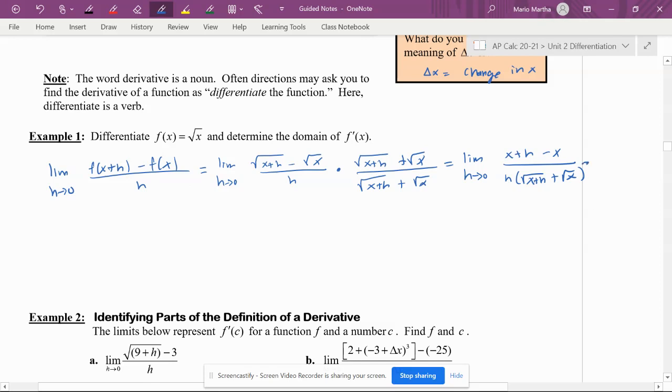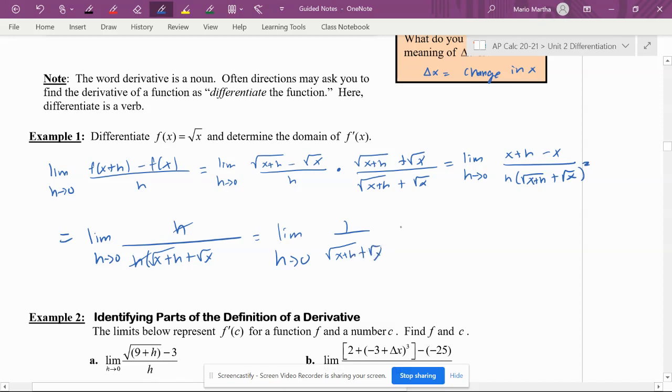Now, if we continue to simplify here, we're going to find that on top you just have an h left over. And then your denominator is pretty much the same thing, h times the square root of x plus h plus the square root of x. If you take this further, these two h's will divide out, and you still have the limit as h approaches 0 of 1 over the square root of x plus h plus the square root of x.